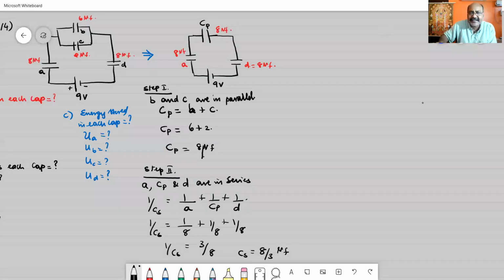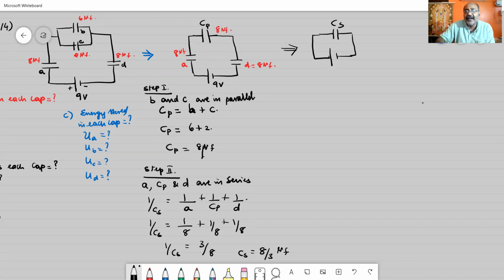Now replace this diagram with the effective capacitance. All these three are considered to have a capacitance, and that capacitance is Cs. To this, a potential of 9 volt is connected. So I am going for step 3. In this step 3, I am considering the third diagram.